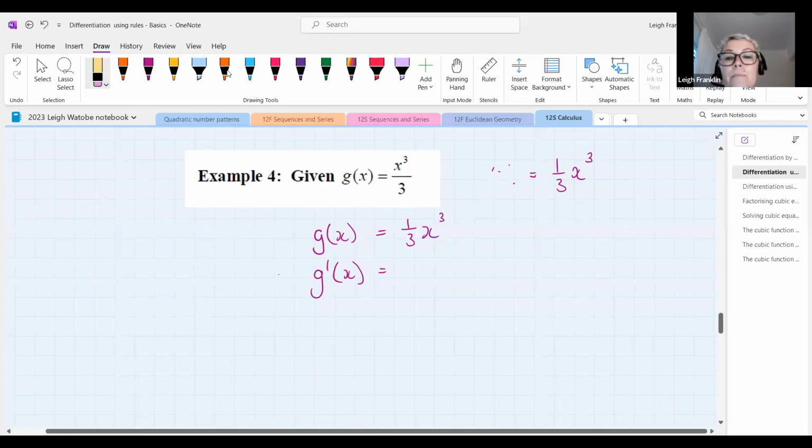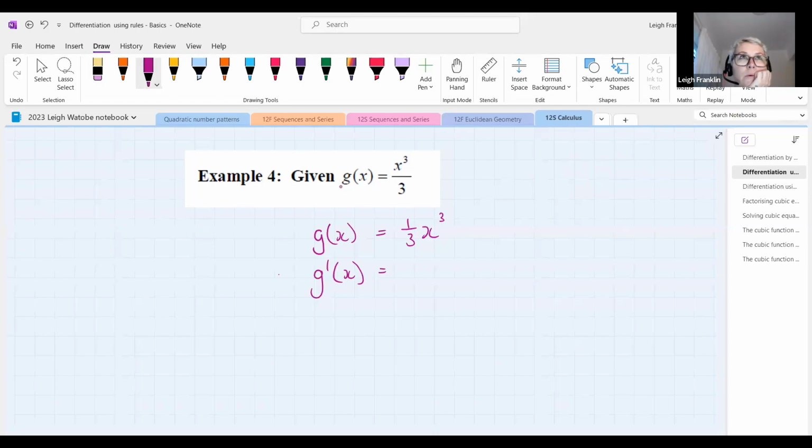Then, ma'am, I'll say 1 over 3 times 3. Good. Which is 1. And then x to the power 3 minus 1 will be 2. Therefore, we'll have our end result as x squared. Lovely. Beautiful. Very, very nice.